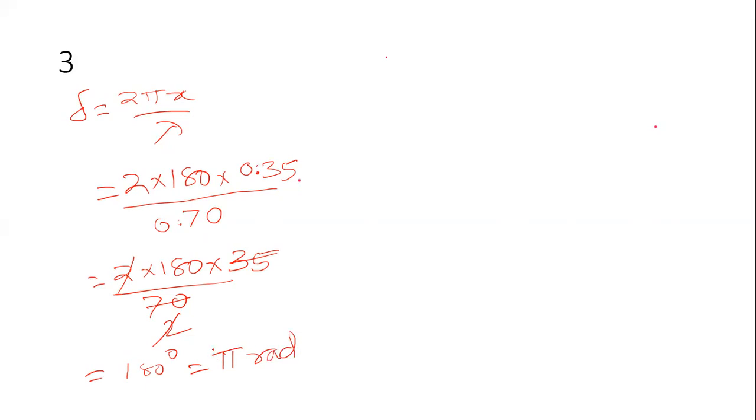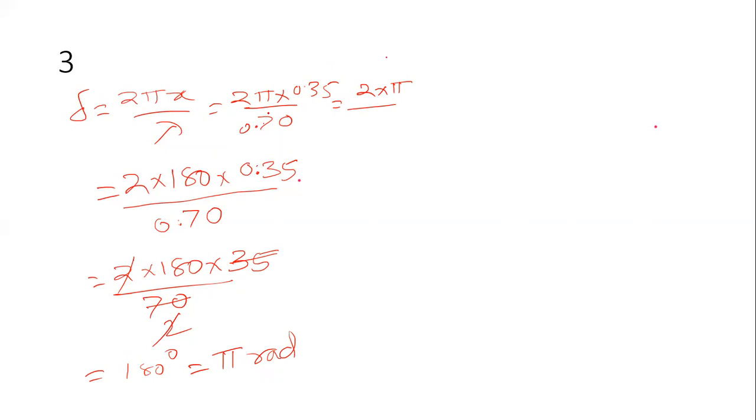180 degree is equal to pi radian, or we can simply write this phase difference delta as equal to 2 into pi into 0.35 divided by 0.7. That is equal to 2 into pi divided by 35.